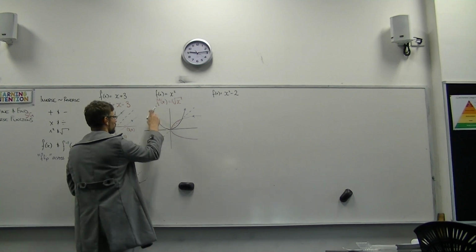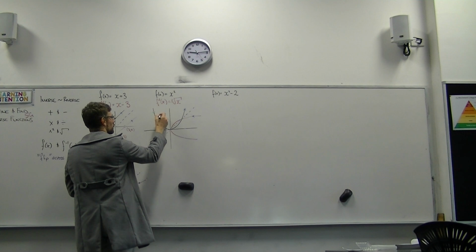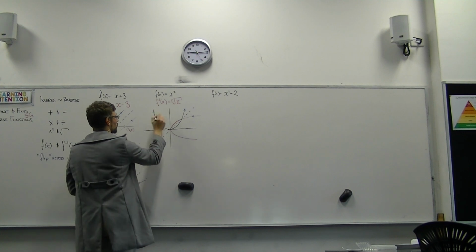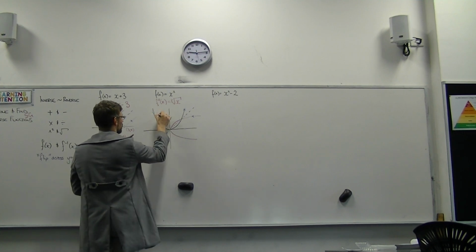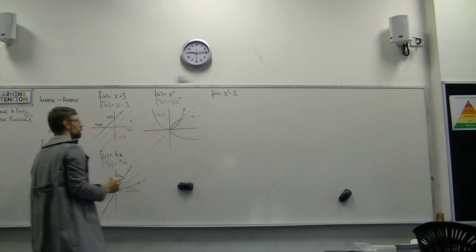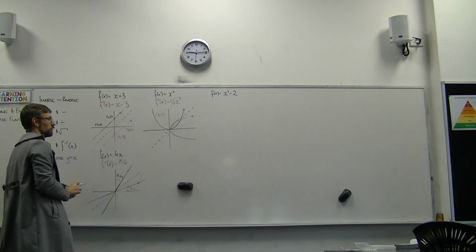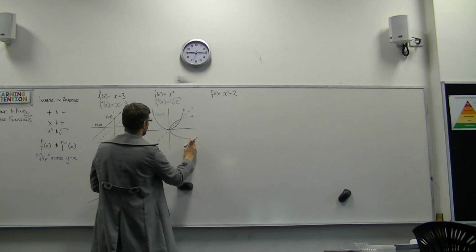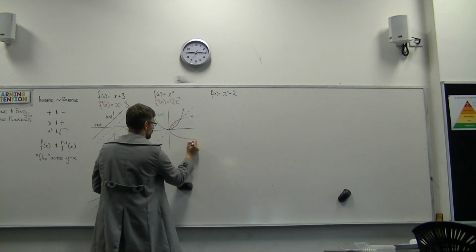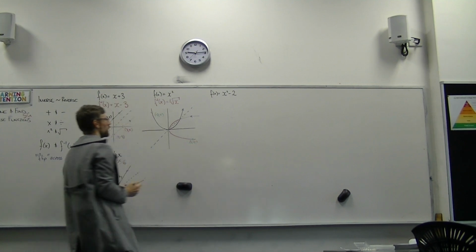And if I pick some point down here somewhere, let's call that (-2, 4). Where's that going to reflect to? (4, -2). What have you done just implicitly? Switch the x and the y around.